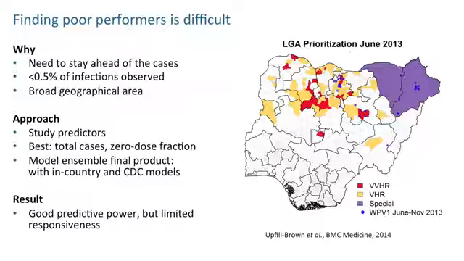And in the end, we combined it, similarly to the regional models, with models from the country themselves, which had a lot of in-country experience, understanding of these LGAs and what their local risk factors were, and models created by the CDC. And altogether, we were able to achieve fairly good predictive power, better than what you would traditionally achieve with a risk model. But the issue was that our model was of limited responsiveness because it was not strongly related to indicators that the program could change.